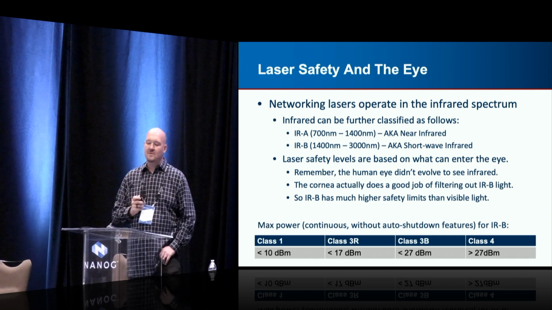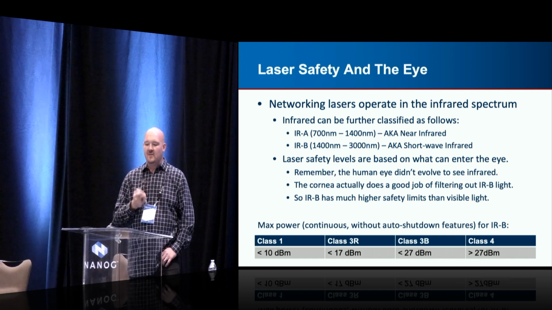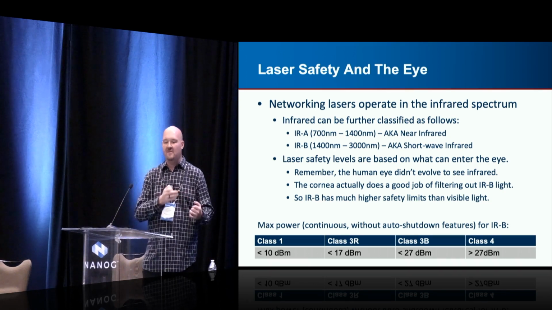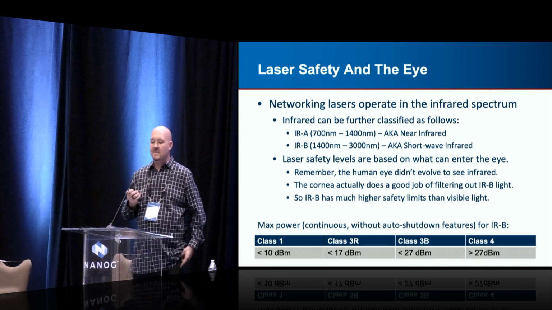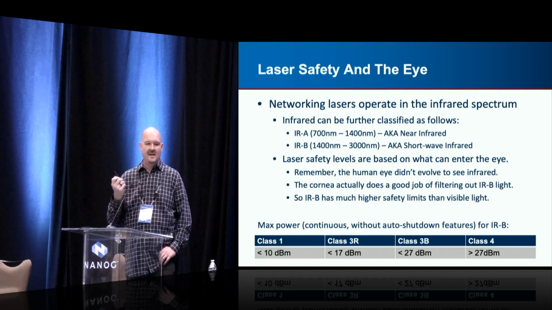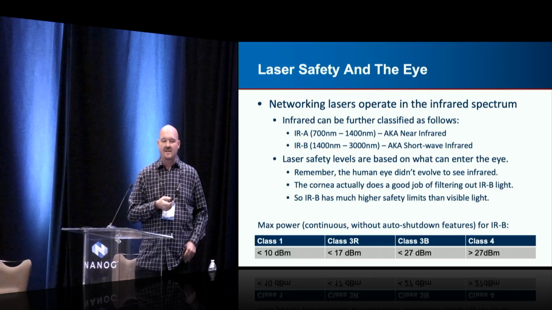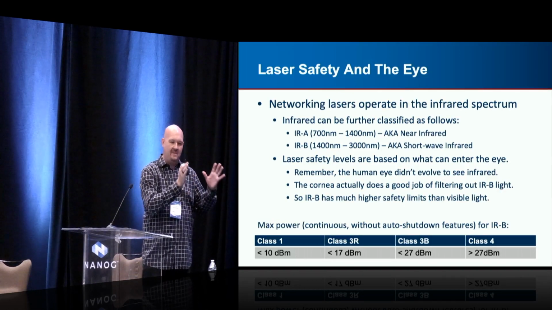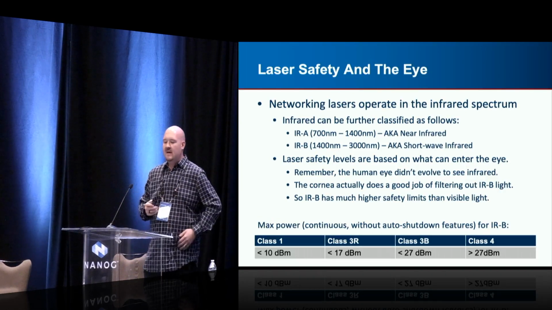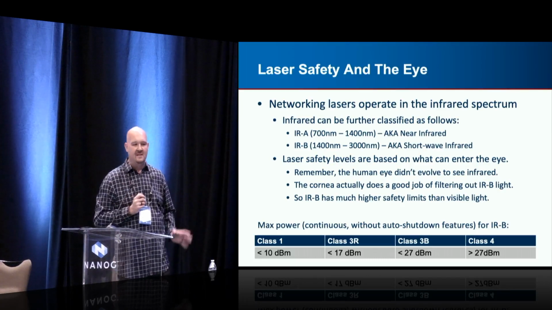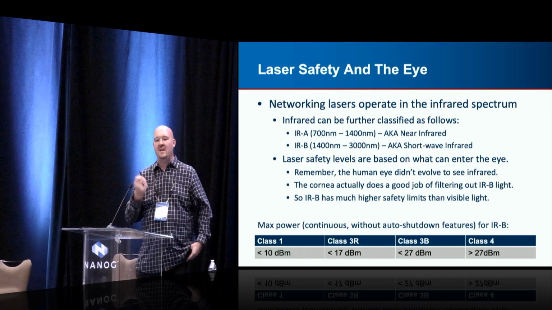So when you look at lasers from a networking perspective, these are all infrared lights. So infrared can be broken down into 2 classes. It's called IRA and IRB. So IRA is near infrared. It's very close to the frequencies of light that we see. And IRB is far infrared, shortwave infrared. And that's so far away that we can't see it.